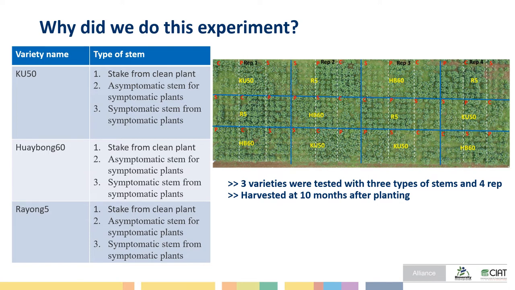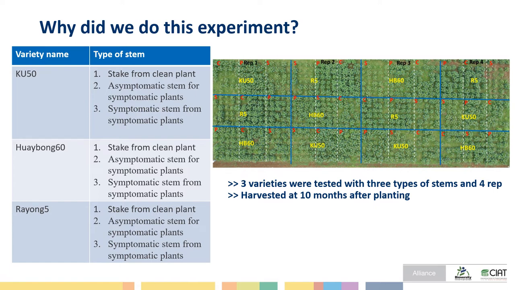Another experiment. We selected 3 varieties with 3 types of stake. We do this experiment to evaluate the consequence of planting symptomatic stem from a symptomatic plant. The experiment was established with 3 varieties.